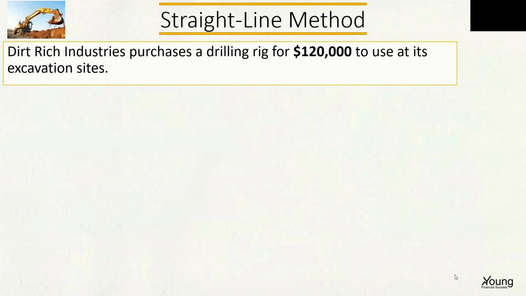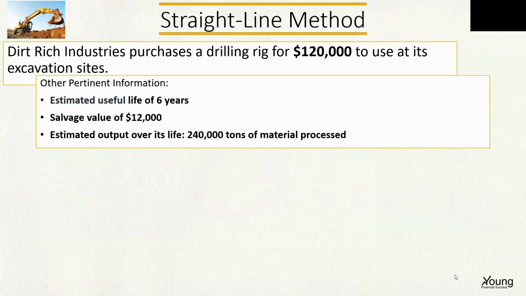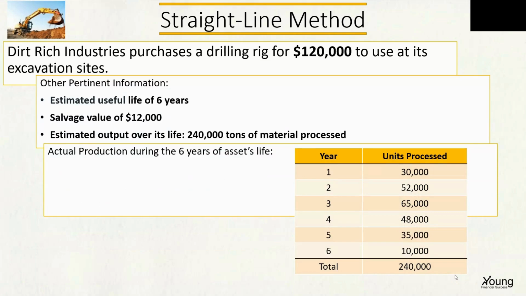Dirt Rich Industries purchases a drilling rig for $120,000 to use at its excavation sites. Other pertinent information: estimated useful life of 6 years, salvage value of $12,000, estimated output over its life of 240,000 tons of materials processed. This is the actual output over those 6 years. We'll see that come back up in the units of production, but first we're going to look at the 120,000 that the asset cost, and we're going to consider the salvage value and the 6 years of time.